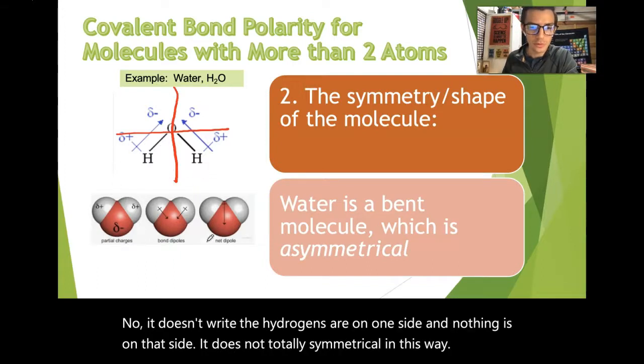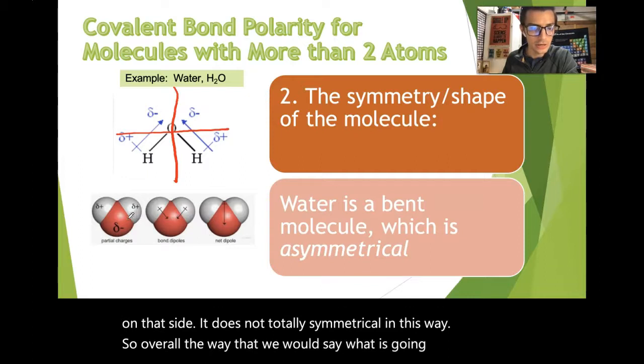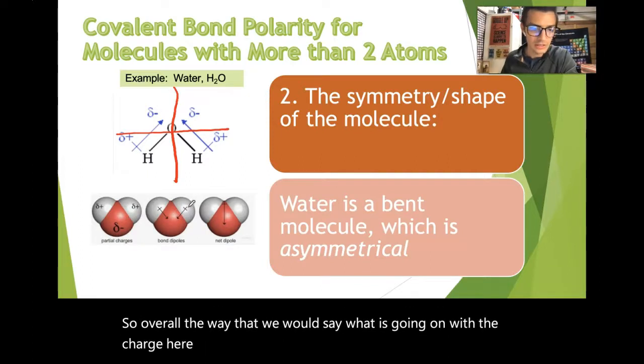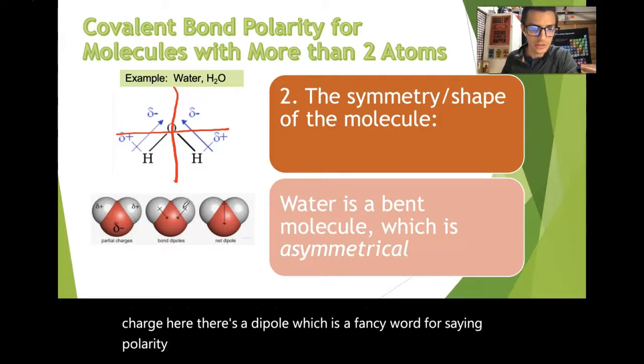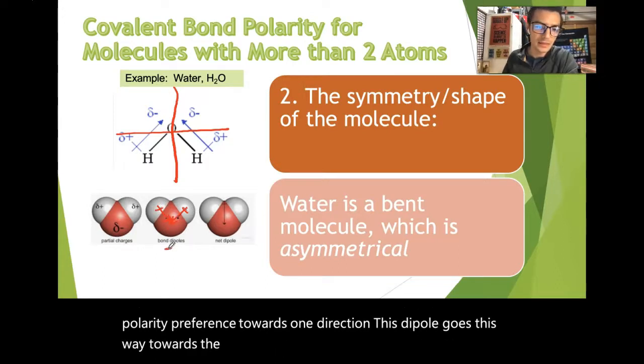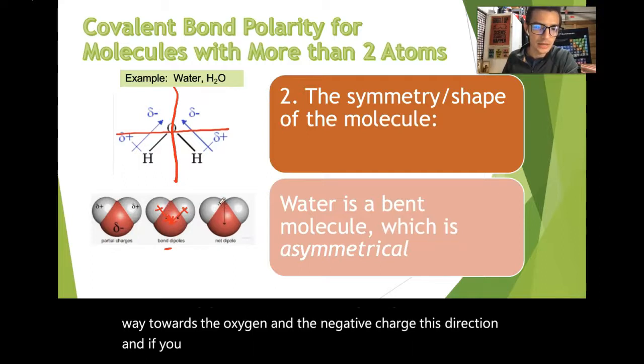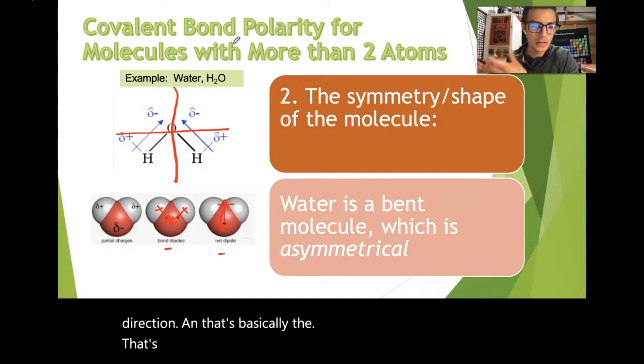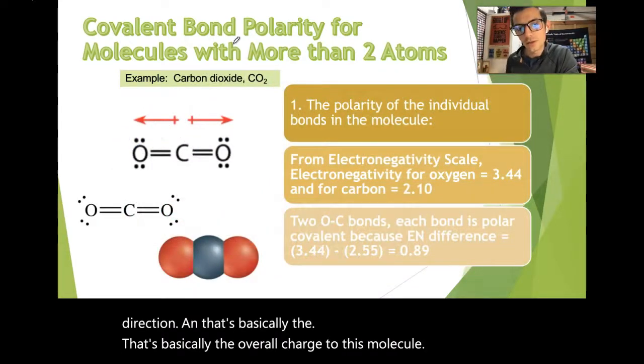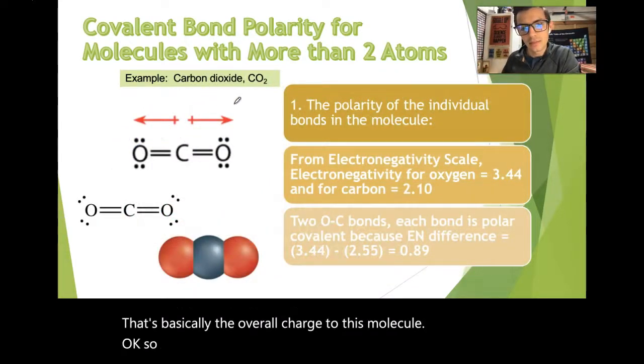So overall, the way that we would say what is going on with the charge here, there's a dipole, which is a fancy word for saying polarity preference towards one direction. This dipole goes this way towards the oxygen, and there's a negative charge this direction. And if you sum up those dipoles, you get a net dipole going in this direction. That's basically the overall charge to this molecule. Okay, so we've looked at the polarity for water, and we've seen that it is a polar molecule.